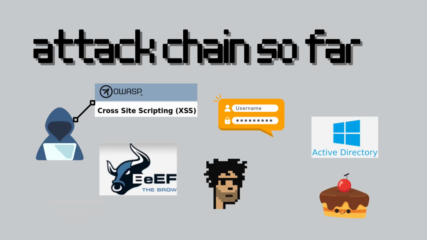Actor discovers stored cross-site vulnerability on enterprise website. The vulnerability is used to connect a victim with the browser exploitation framework. A user discloses their password to a false prompt. Finally, the stolen credential is used to create a computer object called bad cake.